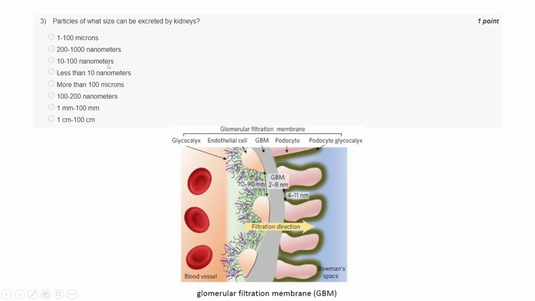If you say 10 to 100 nanometers, it will be blocked in these layers, so the kidney cannot filter those. This concept becomes important when you want to design nanoparticles which carry your drug and you want those particles to be retained in the body for a longer time. In case you don't know this concept and you design particles which are, let's say, 5 nanometers, they'll be quickly excreted out of the kidneys and you won't get the therapeutic effect which you want. So the right answer here is that particles of less than 10 nanometer size can be excreted by the kidneys.